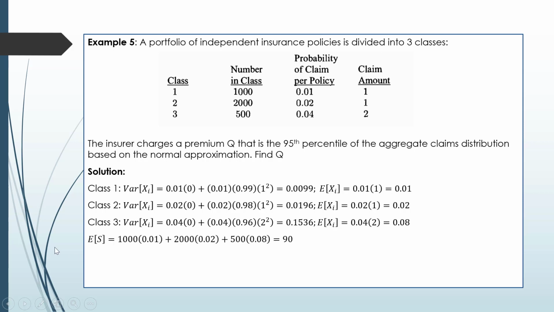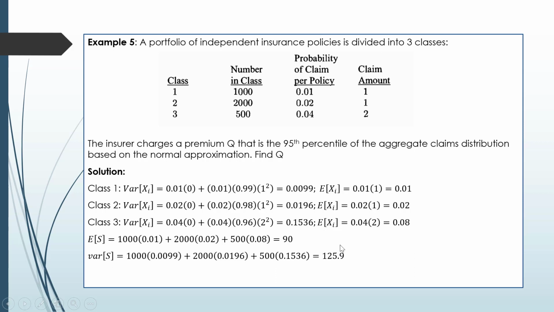So the expected value of the aggregate claims is 1,000 times 0.001 plus 2,000 times 0.002 plus 5,000 times 0.008. We got 90 for the expected value of the aggregate claims. And the variance of the aggregate claims is 1,000 times 0.0099 plus 2,000 times 0.0196 plus 500 times 0.1536, and we got 125.9. This is the variance of the aggregate claims.